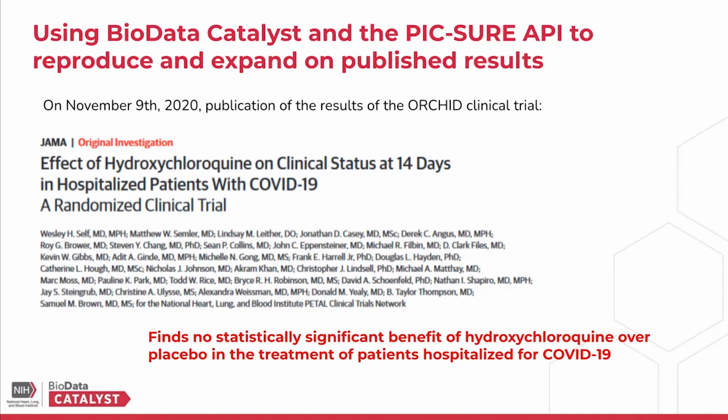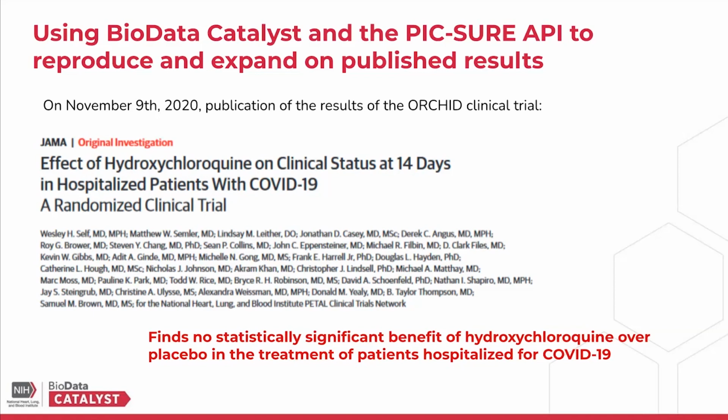So about this clinical trial, the ORCHID clinical trial, it was published in November 2020, and it was a study about the efficacy of hydroxychloroquine on patients hospitalized with COVID-19, and their main outcome was the clinical status at 14 days from inclusion.